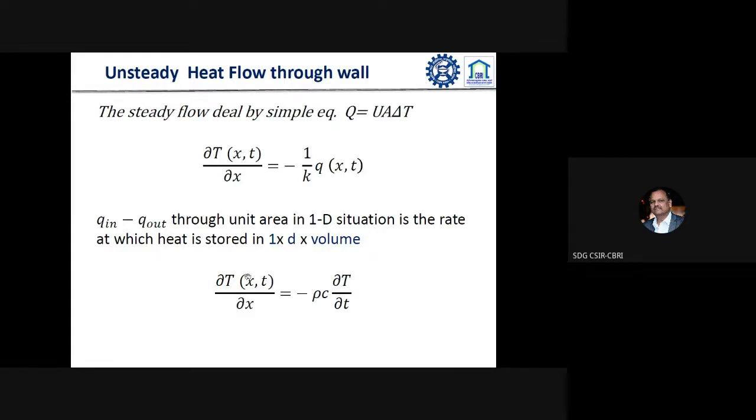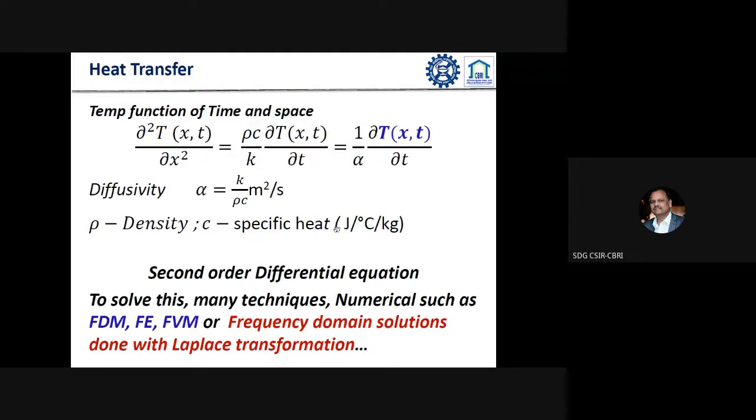If you consider Q in minus Q out through the unit area in a one-dimensional situation, it is the rate at which heat is stored, with thickness D into volume. If we put these values in and solve with respect to time and space, putting in the diffusivity, which is K divided by density times specific heat, then because temperature is a function of time and space, we have to go with second order differential equations.